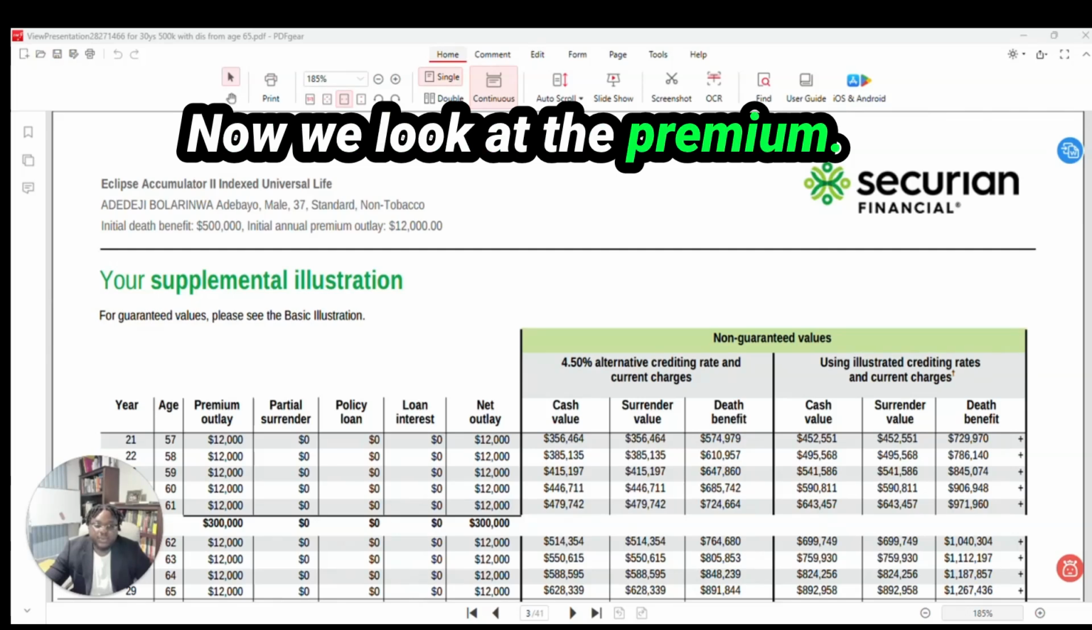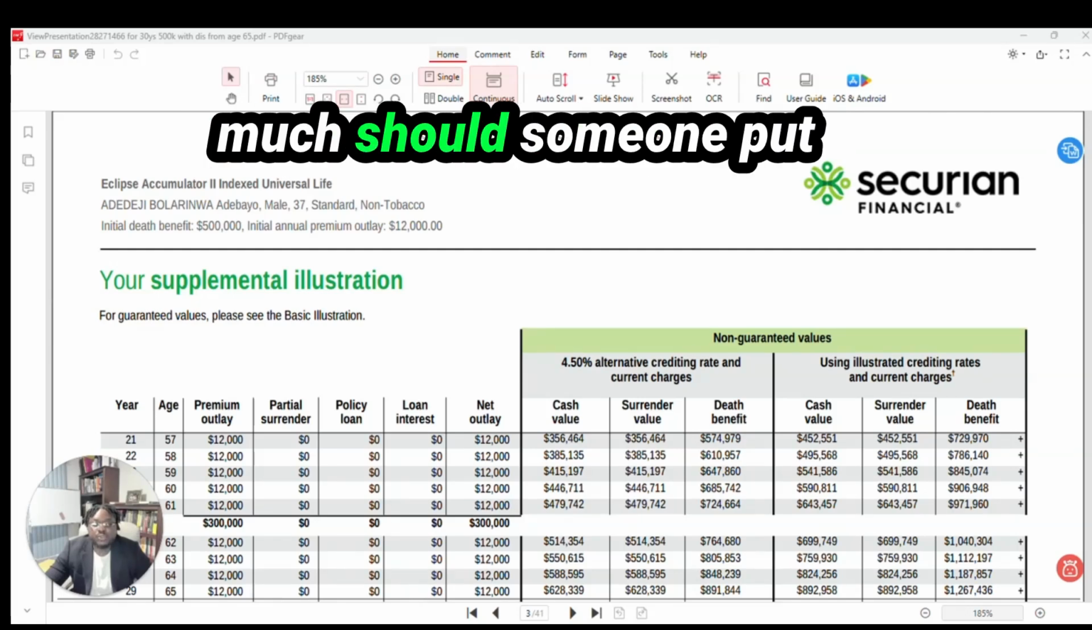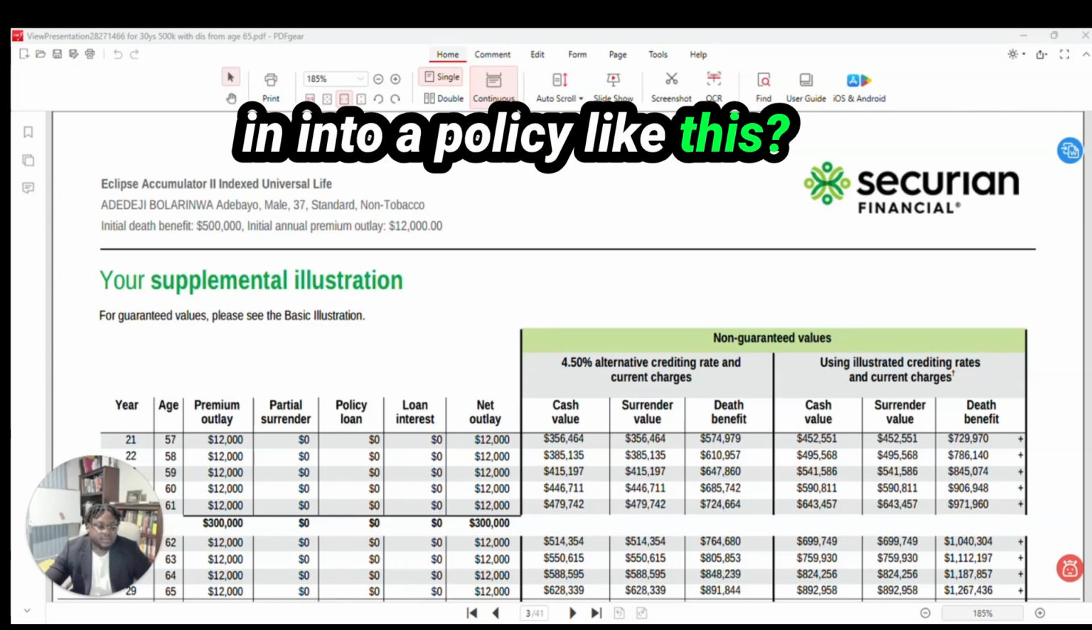Now, we look at the premium. One of the most common questions I get is, how much should someone put into a policy like this?